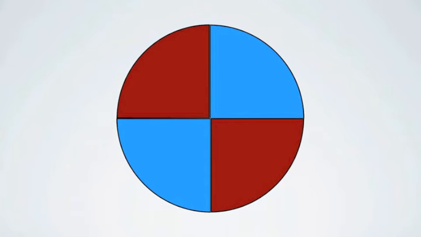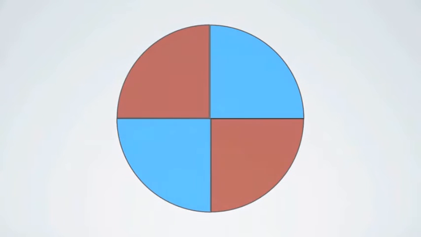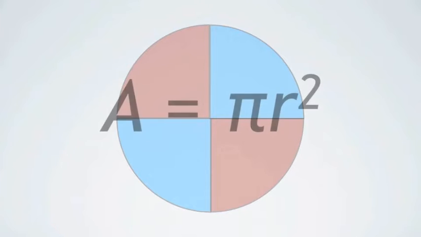Here we have a circle, and one of the main things that we want to find about circles are their areas. Now, many people have heard that the area of a circle is equal to pi times the radius squared. But where did that come from? That's what we're going to try to figure out today.